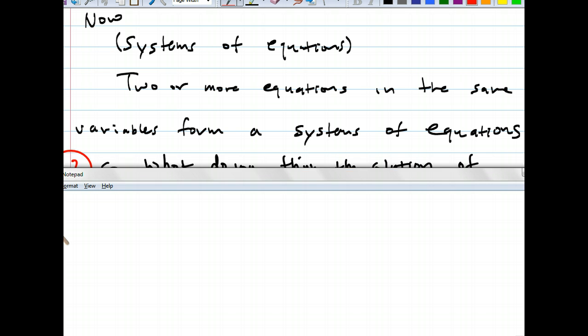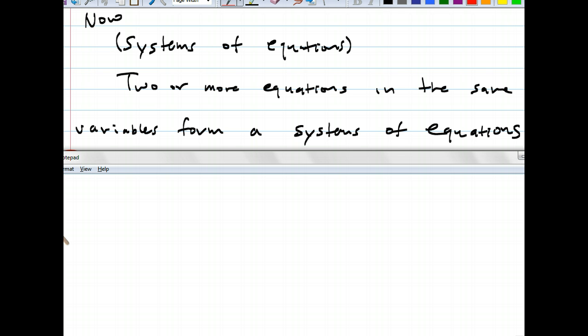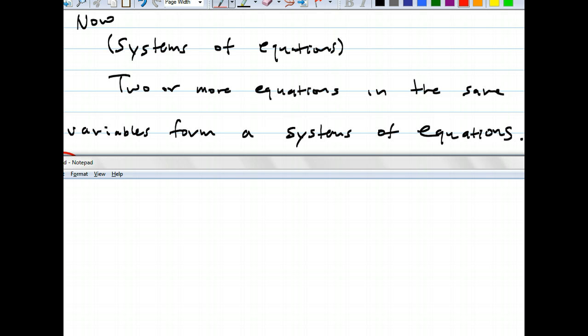Here's the definition. It's not really that hard. This is all it is. When we talk about a system of linear equations, it just means two or more equations in the same variables form a system of equations. Basically, if you have more than one equation, we just call those equations a system.